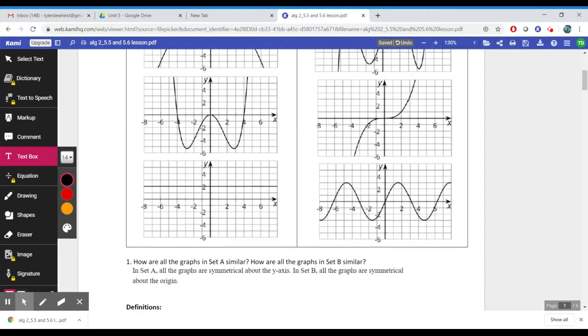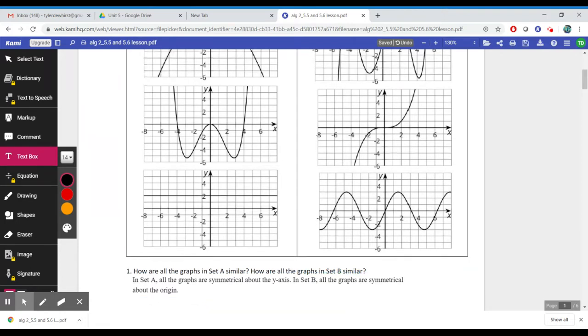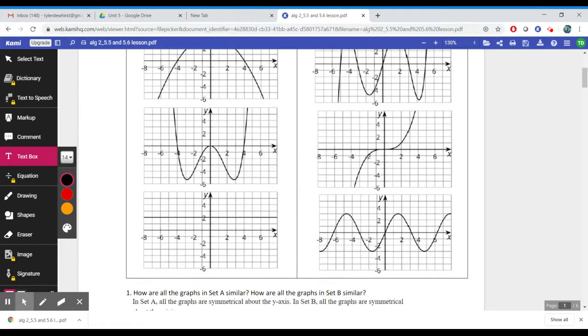Okay, so here's what I wrote for my response. I said in set A, all the graphs are symmetrical about the y-axis. What I mean by that is if we look at any of the set A graphs, say, just the right half, and then we reflected that right half across the y-axis, we would end up with the left half. The same goes for if we looked at just the left half, we could reflect that across the y-axis, and we would get the right half.